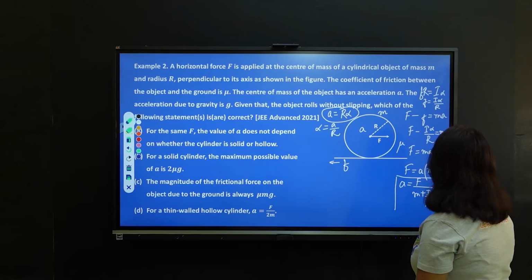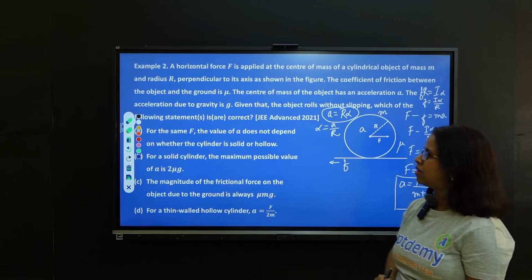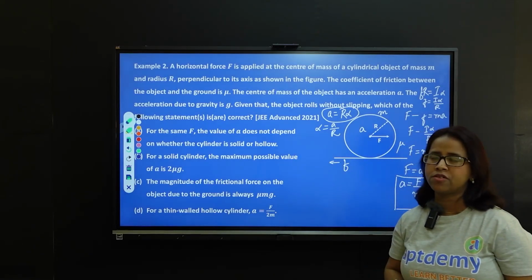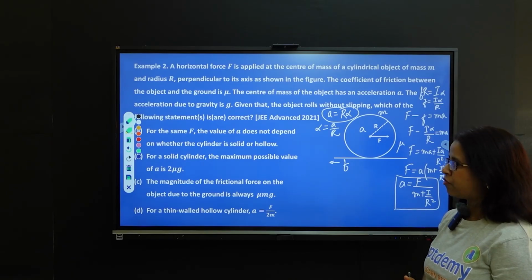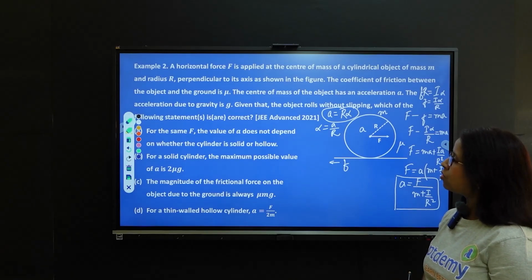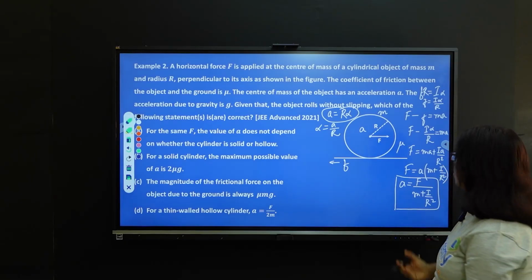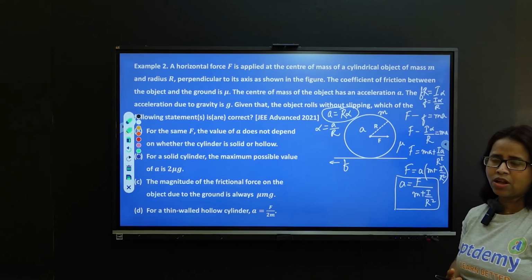So this is the expression for the acceleration. Now let us test the first condition. The first condition tells us that for the same F, the value of A does not depend on whether the cylinder is solid or hollow. So let us analyze the relation that we got.